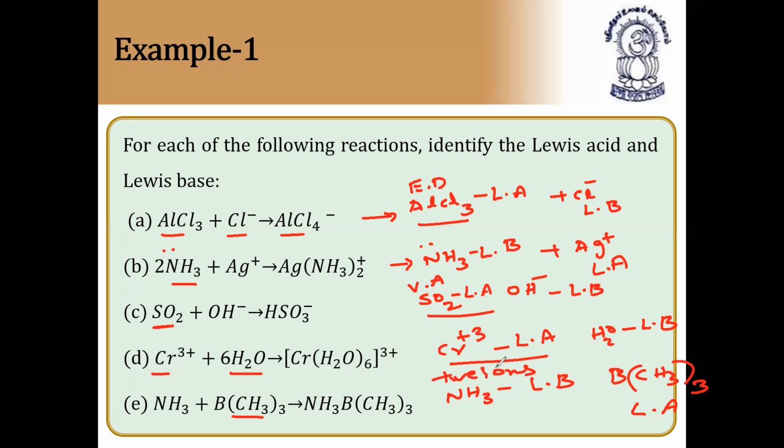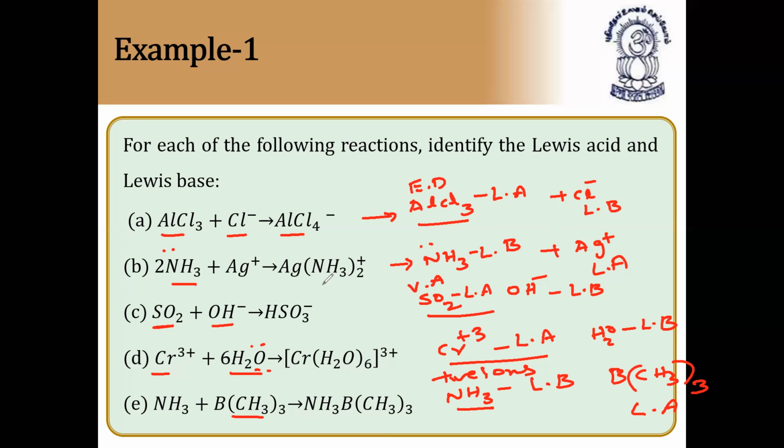Lewis bases are simply electron donors, which contain a lone pair of electrons. Ammonia contains a lone pair of electrons, and that's why it is a Lewis base. OH minus contains a lone pair, so it is a Lewis base. H2O contains two lone pairs, so it is also a Lewis base. And Cl minus also contains a lone pair, so it is also a Lewis base. So Lewis bases contain lone pairs of electrons, and Lewis acids accept lone pairs of electrons.